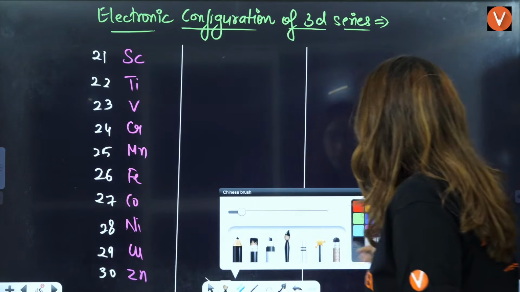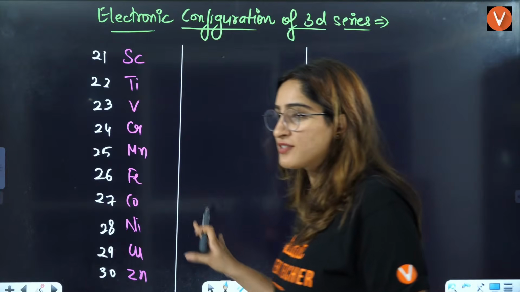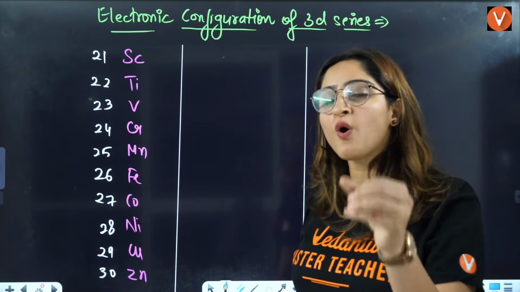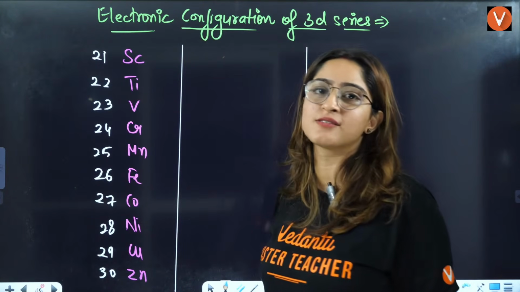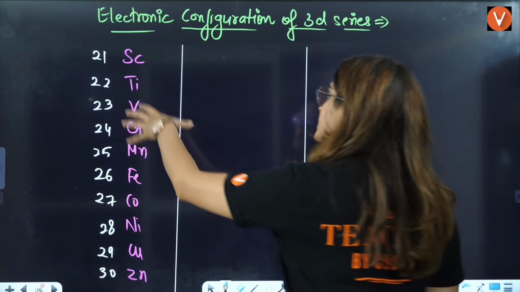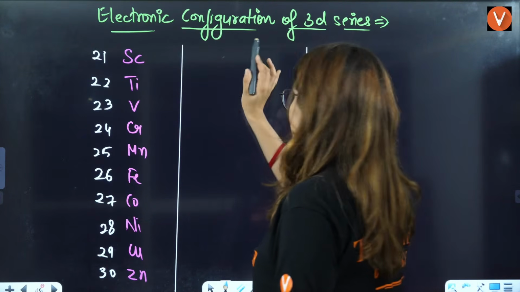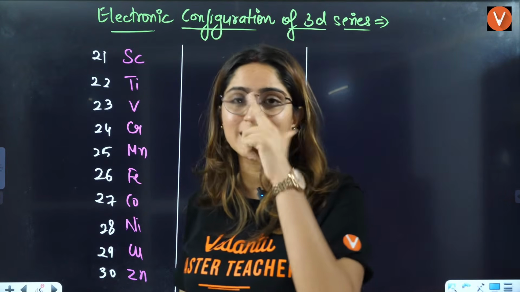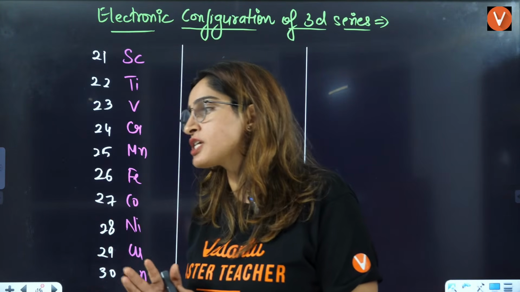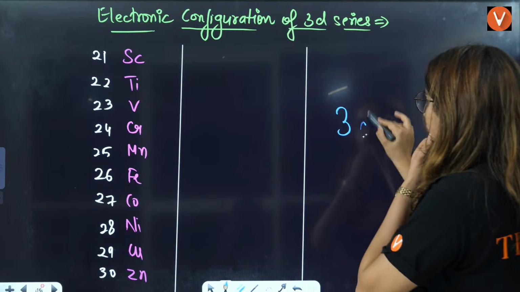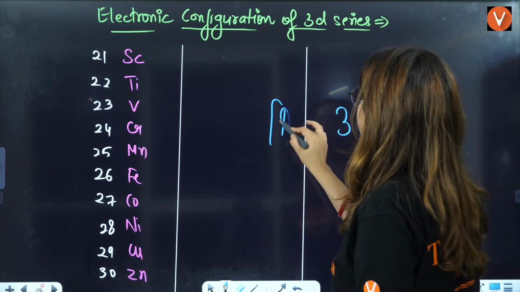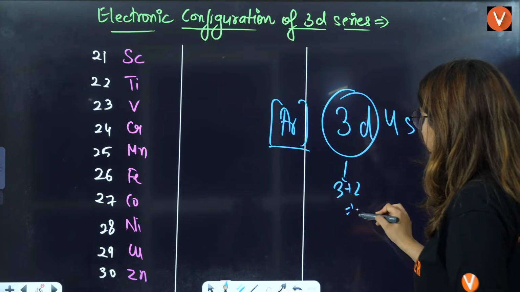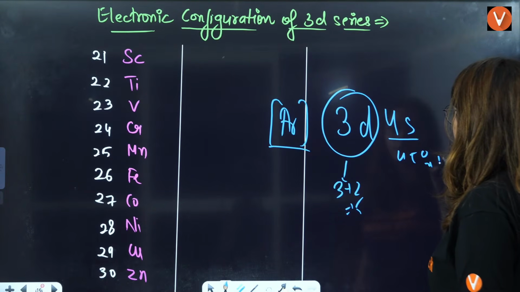Trust me, around 3 to 4 questions you can see are based on this particular electronic configuration only. In your syllabus, no other electronic configuration is as important as this. If you see scandium, because it belongs to 3D, there will be two things: 4s and then 3D. Can you tell me which is filled first? You have 3D, you have 4s, and before this you have argon. The n plus l for 3D is 3 plus 2, that is 5. And for 4s it is 4 plus 0, that is 4.